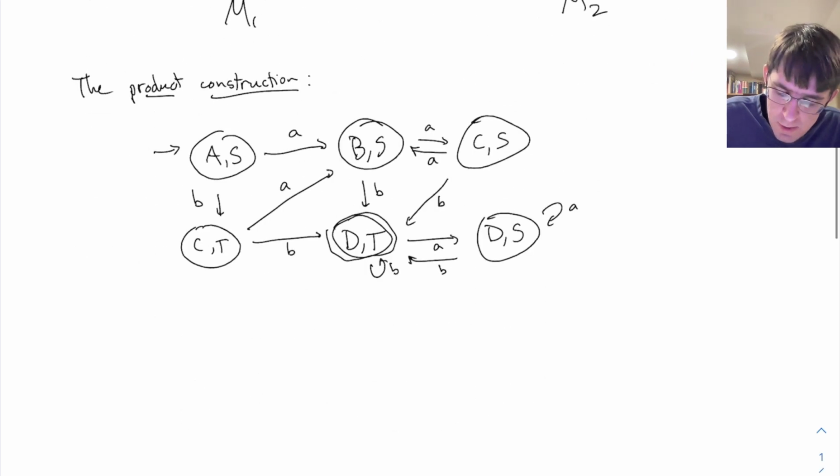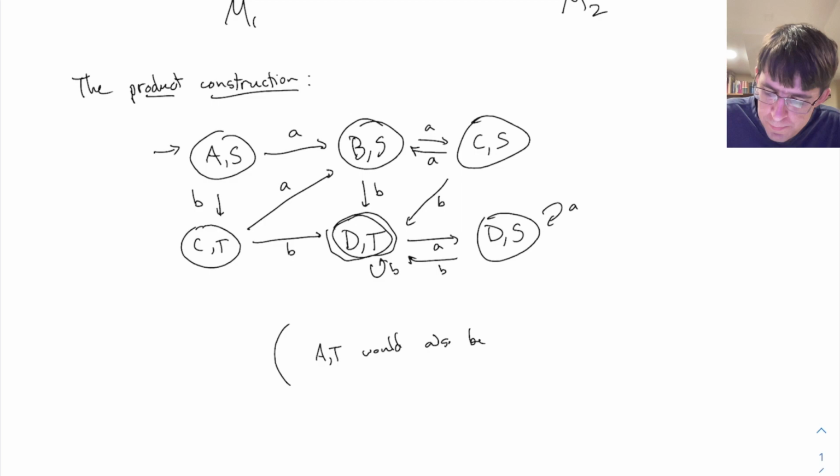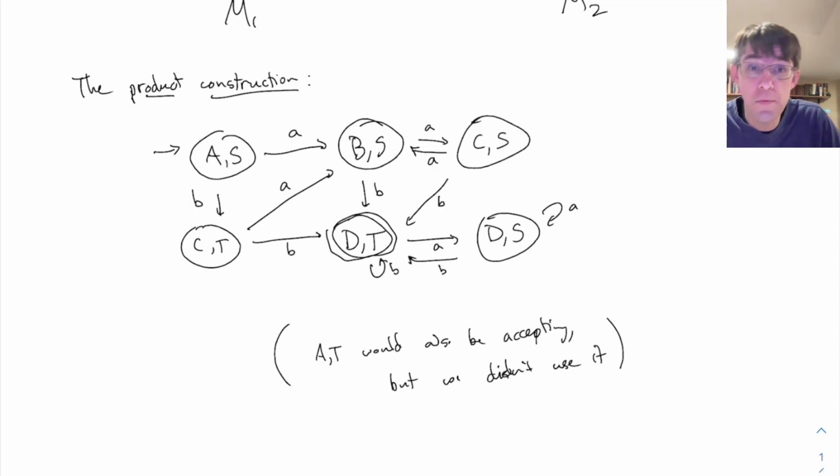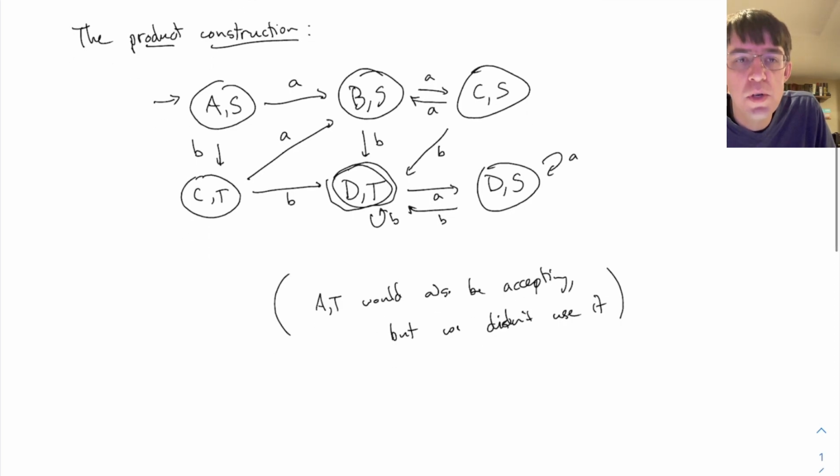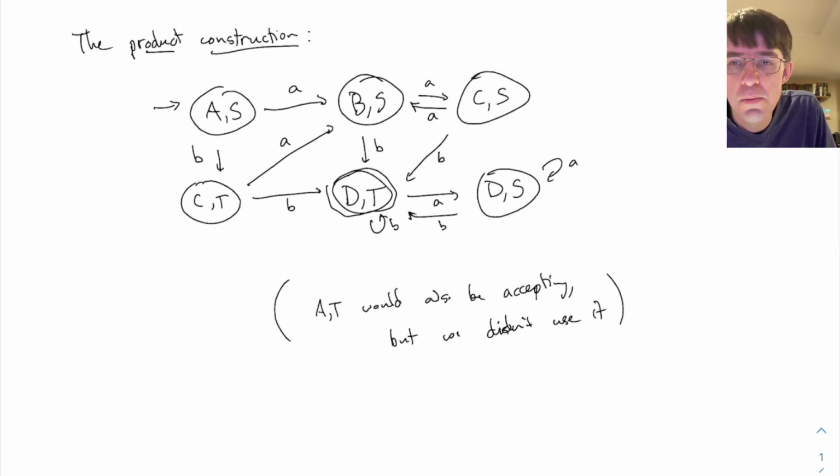And maybe I'll just indicate, parenthetically here, A comma T would also be accepting. But we didn't use it, so it doesn't matter. It is sometimes called an unreachable state. Technically, you could say it is a state in this machine, but you just can't get there from the starting state, and so you don't even have to write it down. It's irrelevant. All right. This is what we call the product construction for the intersection of two languages.